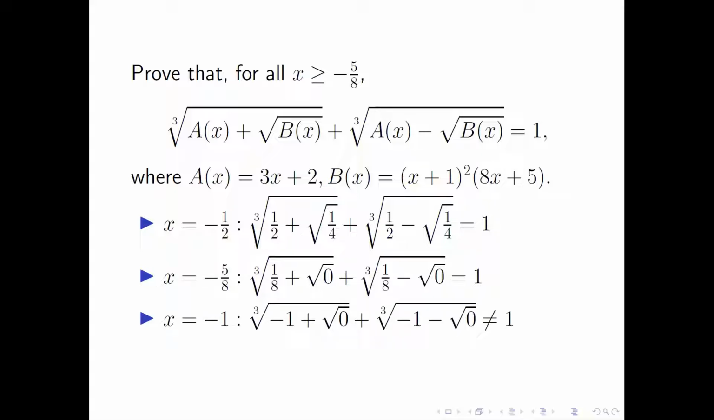The function b(x) has another 0, -1. b(-1) equals 0. However, -1 is already less than -5/8. It is out of the range of our discussion. It's no longer valid. However, I just want to remind you, remember this point. We are going to revisit this point later in the video.